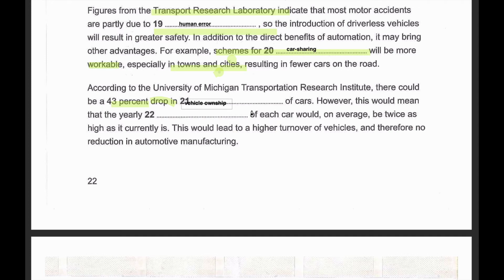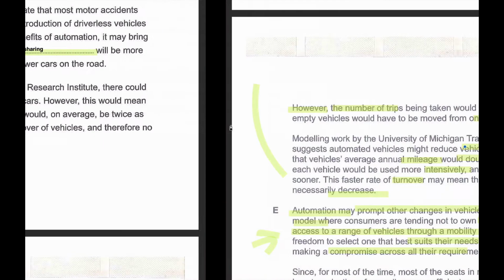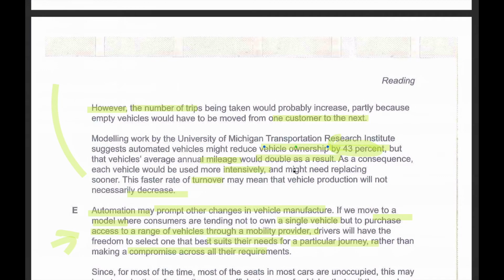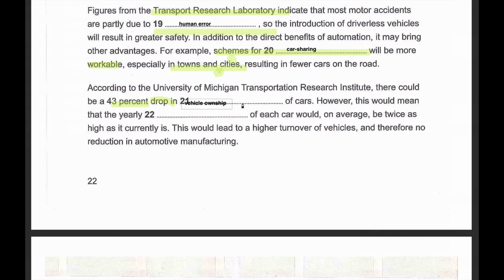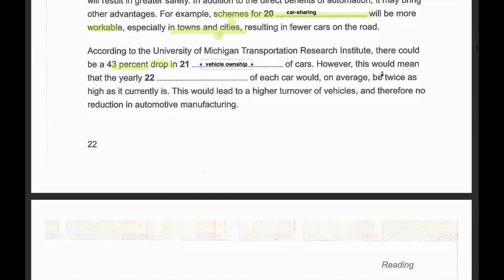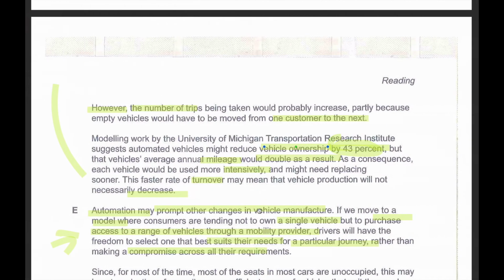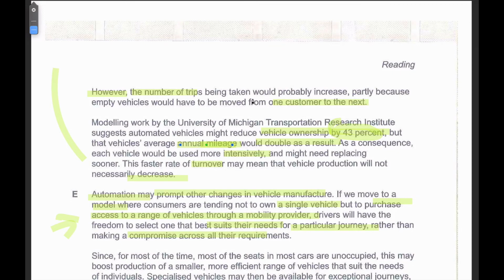Ownership. Okay, own a vehicle. I think I got the wrong spelling. My spelling is bad, I have to admit. Vehicle. V-E-H-I-C-L-E. Good. Perfect. However, this would mean that the yearly mileage of each car would on average be twice as high as currently is. Okay, the annual yearly mileage would double as a result.